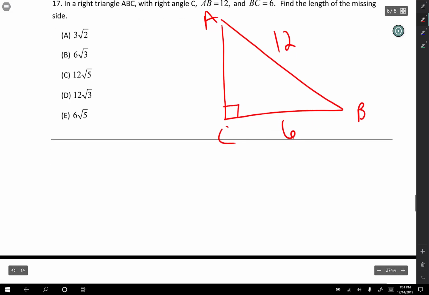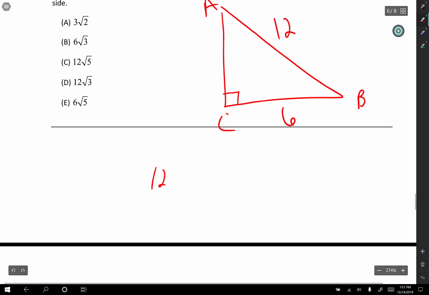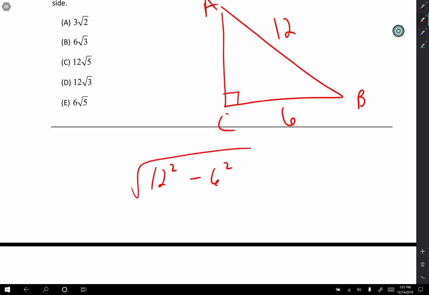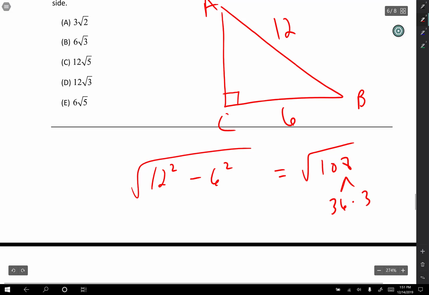Oh, you just do Pythagorean theorem, guys. 12 squared minus 6 squared and the square root of that. So 12 squared minus 6 squared, and I get 108. And 108 reduces to 36 times 3. And the square root of 36 is 6. So 6 square root of 3.